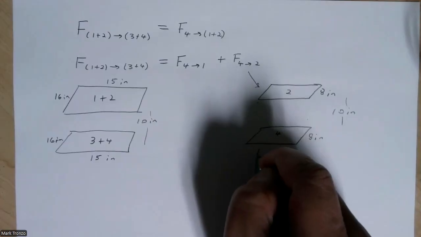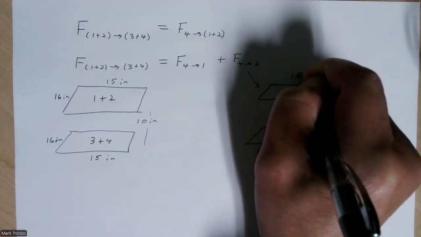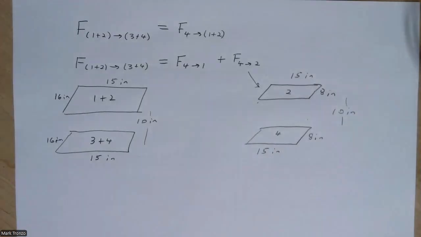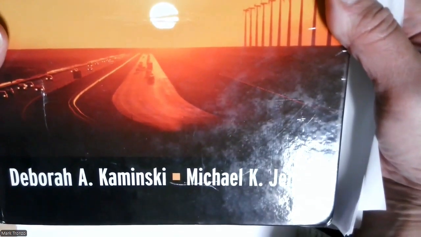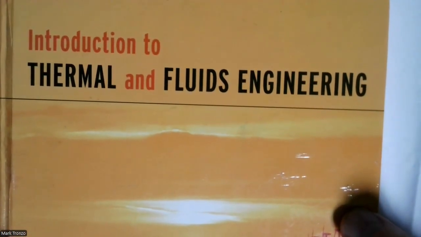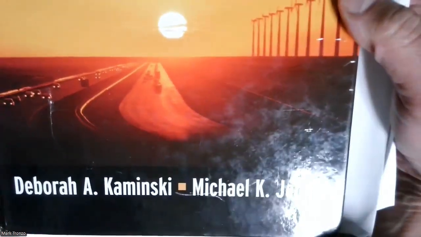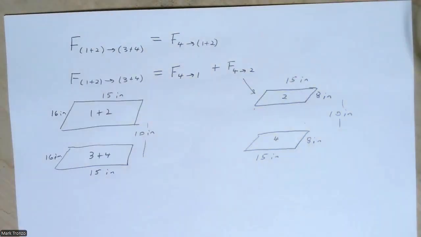And again, these are both 15 inches here, 15 inches here. And now we're going to have to find the table for the view factors. And I'm using the book by Kaminsky and Jensen, Introduction to Thermofluids. But you don't have to use this book. A lot of other books have it. There's an excellent book on thermal fluids.